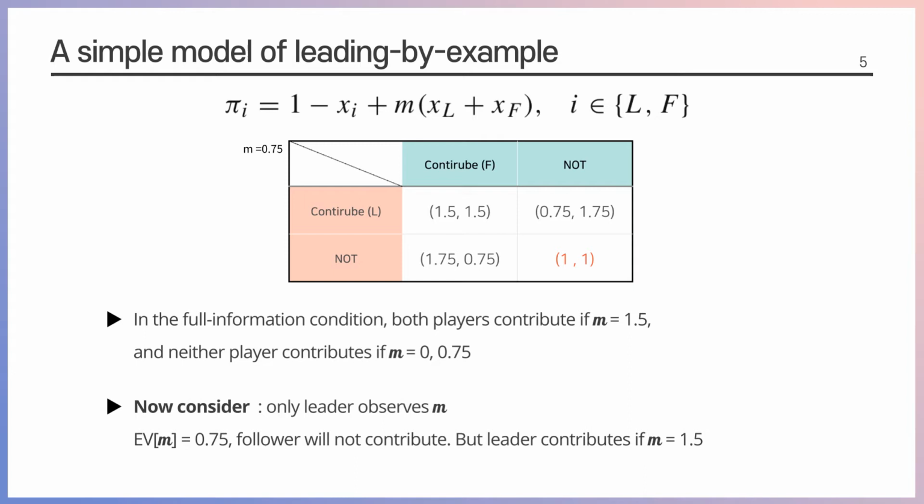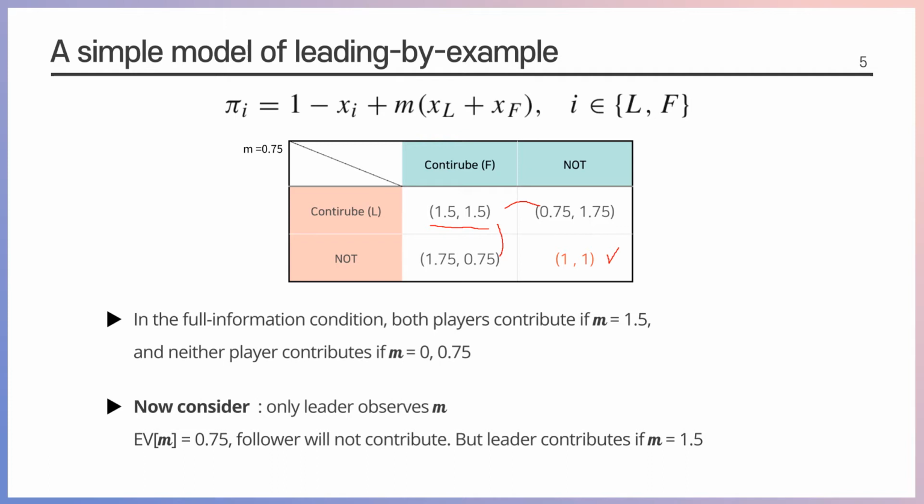In this full information environment, suppose that the subjects make their choices simultaneously when m is 0.75. If the leader and the follower both contribute, they can get the highest total output. However, at that point, each player can get 0.25 more if he or she alone chooses not to contribute. That means they both will choose not to contribute, and this will be the Nash equilibrium. Thus, in conclusion, both players contribute if m is 1.5, and neither player contributes if m is 0 or 0.75.